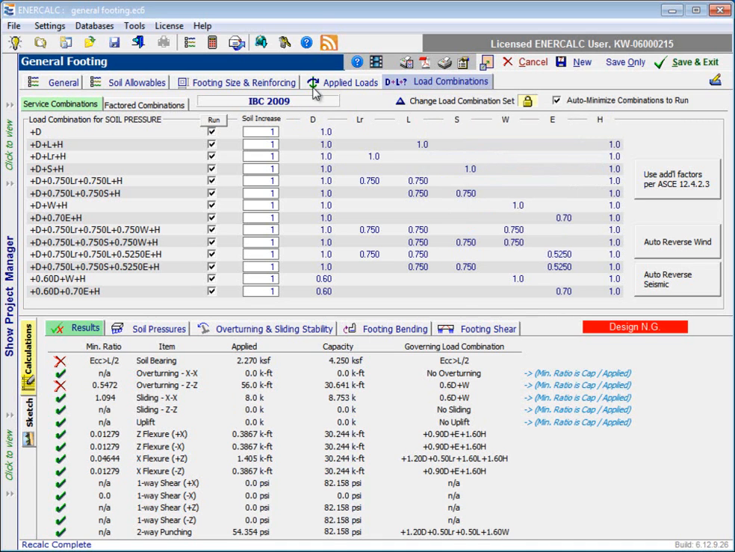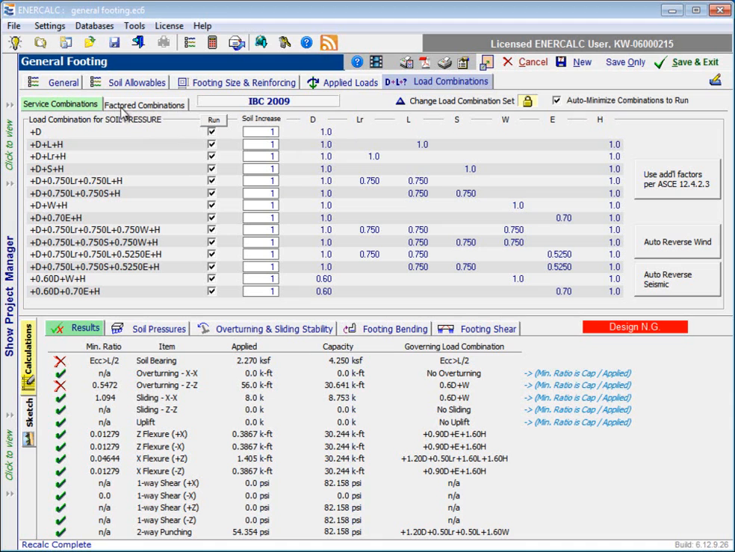When I do that, it reflects IBC 2009 as the current load combination set, and all of the values now reflect those that are in the IBC 2009 load combination set template that's provided with the program.